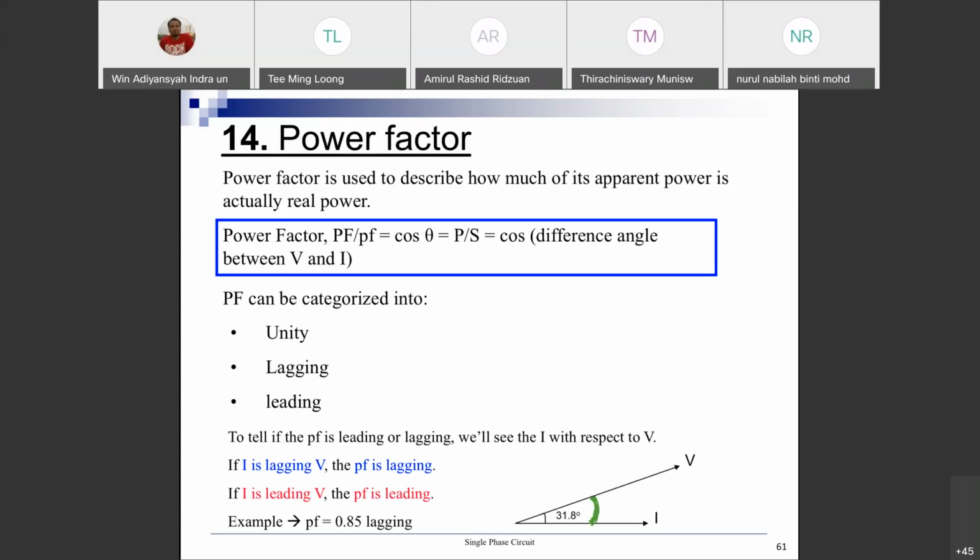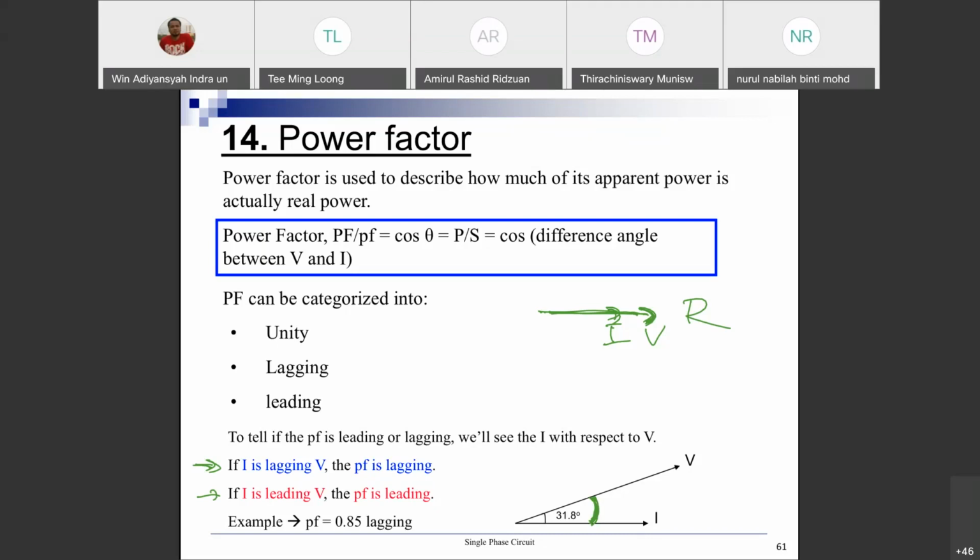It can be categorized into unity, lagging, or leading. Unity means I and V have the same degree, in phase, no phase difference. I and V, or pure resistive. Lagging, this is what it means by lagging. If I lagging V, the PF is lagging. If I leading V, PF is leading.